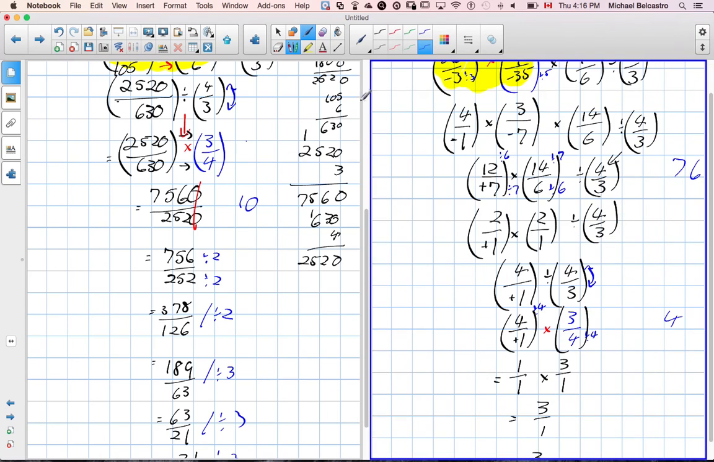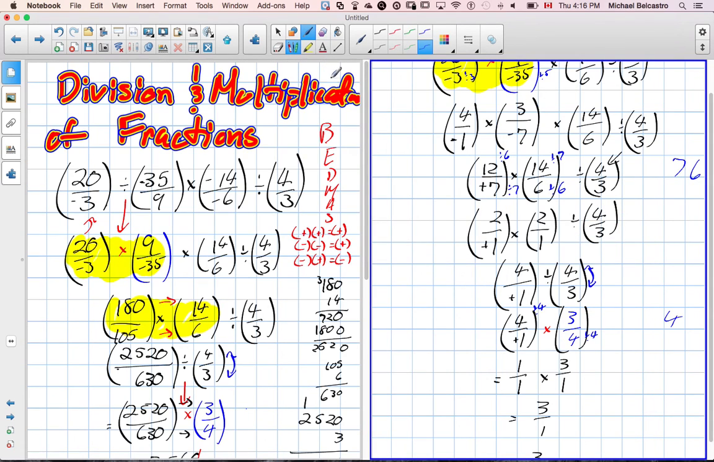Does this method work for anything? Yeah, as long as it'll reduce into a whole number. You might eventually get to an improper fraction or a fraction that doesn't reduce anymore, like maybe 3 over 4. That might be your final answer, and you can leave it as a fraction for the final answer. Okay?